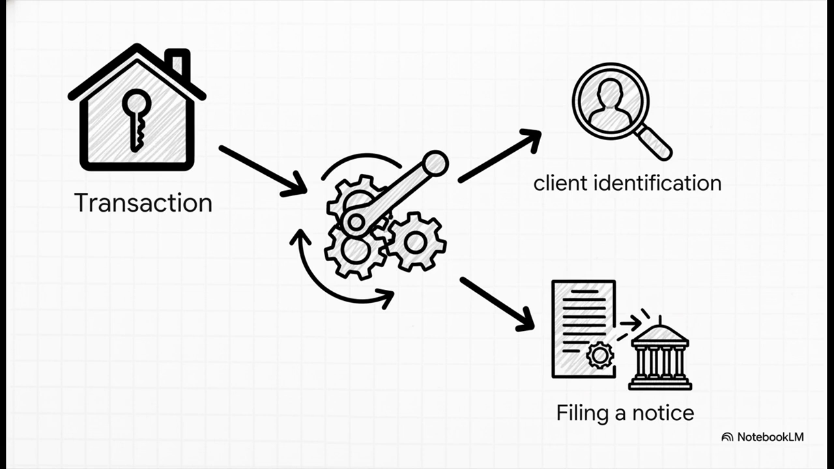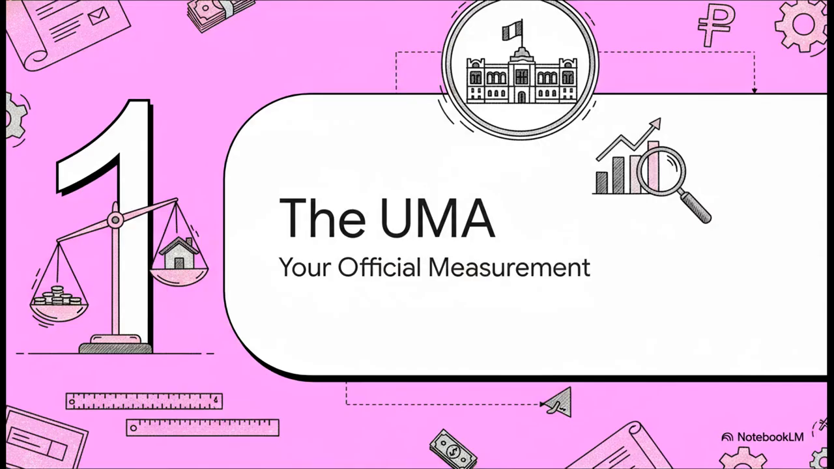Your legal duty, whether you just have to identify a client or go all the way and file an official notice, all comes down to one key factor, a value called the UMA. And trust me, understanding this changes everything. Okay, so let's break this down. Before you can understand your duties, you've got to understand the ruler the government uses to measure them.